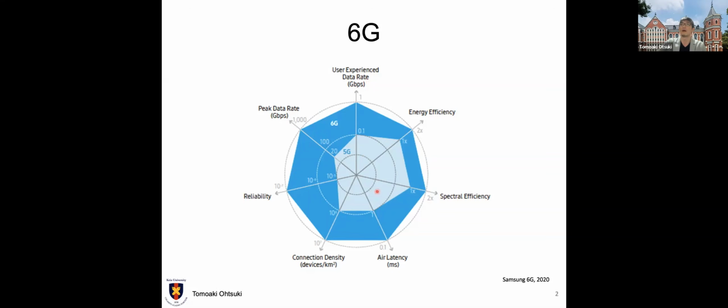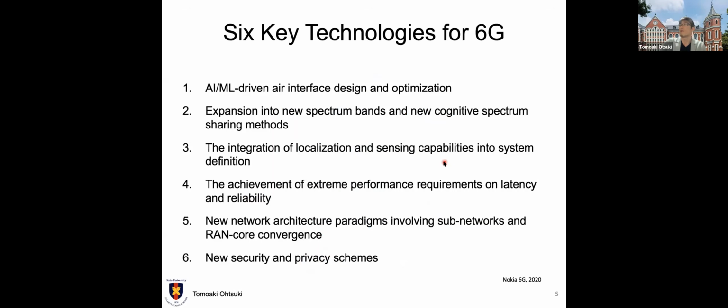So this is a very popular figure. You can see various axes, each representing a performance metric. The light blue color represents what is obtained by 5G, and the blue one is by 6G, around 2030. For example, the peak data rate is up to about 1 terabit per second, 50 times that of 5G. Also the connection density is 10 times that of 5G, and the air latency is 1/10 of 5G.